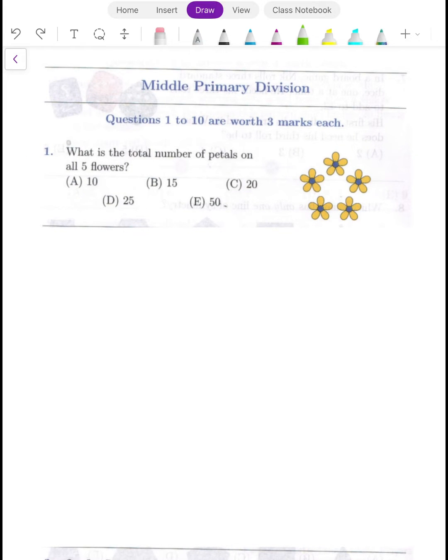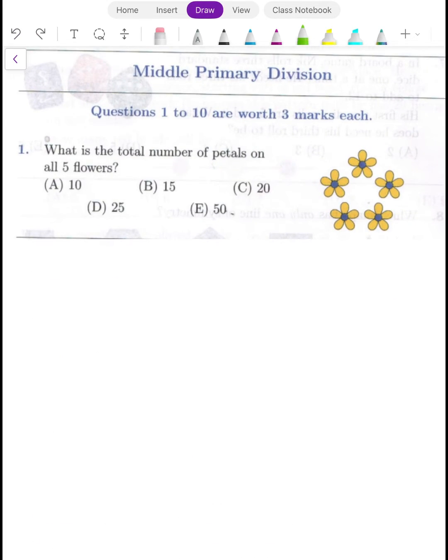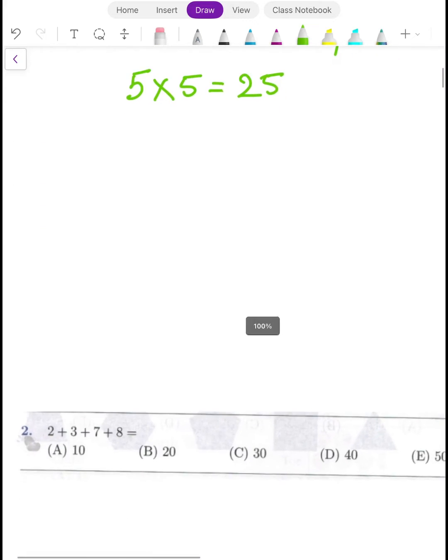Question number 1. What is the total number of petals on all 5 flowers? Here are the 5 flowers. How many petals do you see? All right, so as you can see, on one flower there are 1, 2, 3, 4, 5 petals, and there are 1, 2, 3, 4, 5 flowers with 5 petals each. So the total number of petals is 5 times 5, which is 25. So 25 is our answer. There are a total of 25 petals.